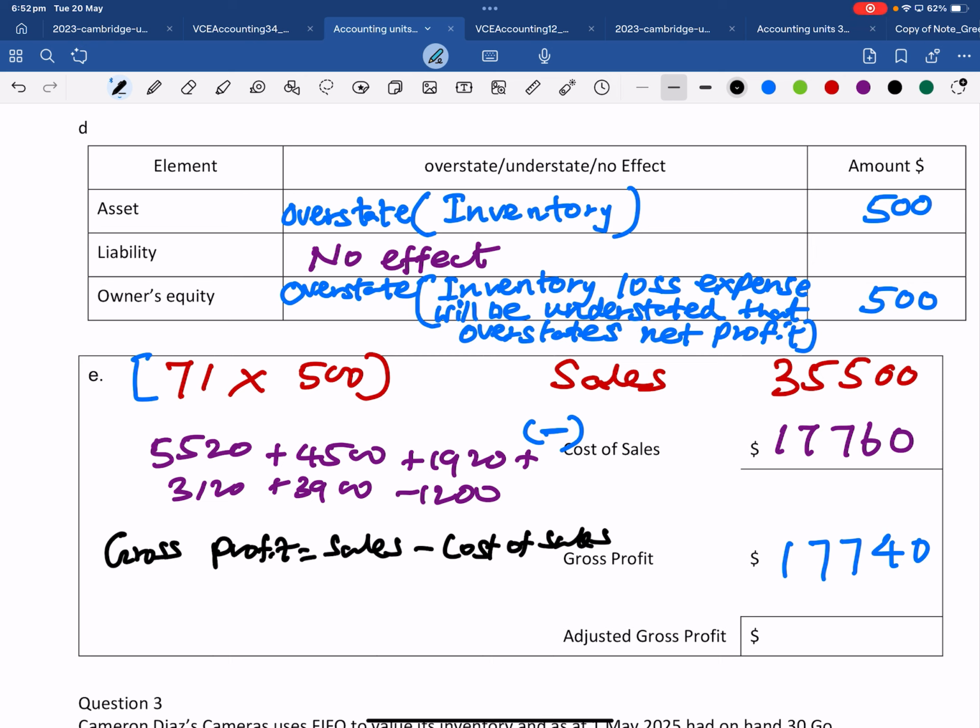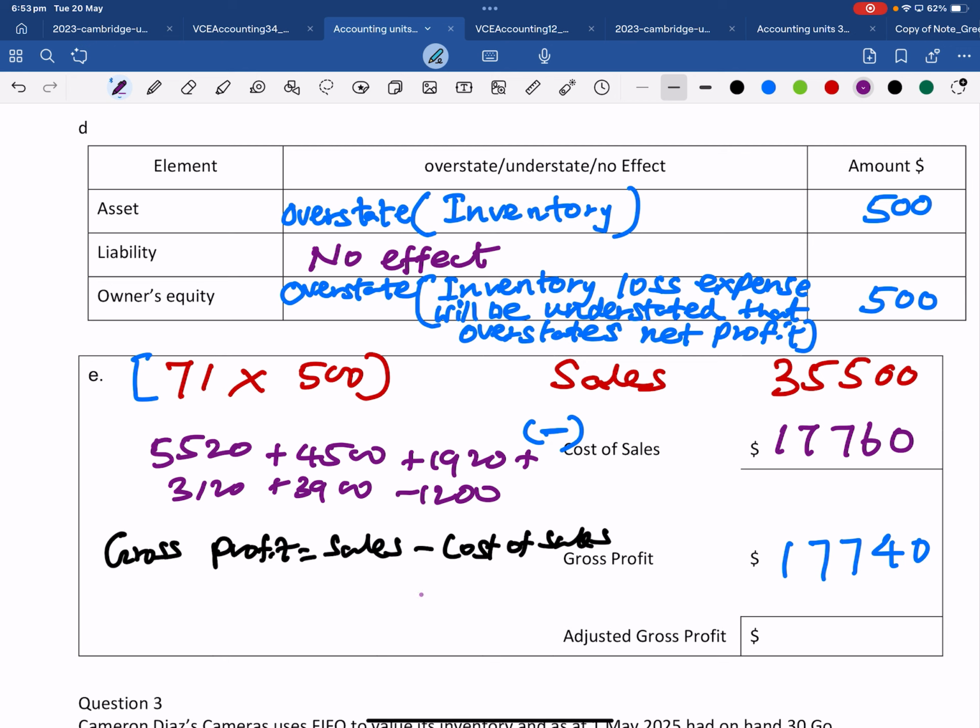Okay, now guys, we have to do something called adjusted gross profit. Adjusted gross profit means that, for the gross profit, we adjust for the inventory loss or the gain. If you have inventory loss, you subtract it. If you have inventory gain, you add it, right? Okay, let's subtract the inventory loss because we had done inventory loss.